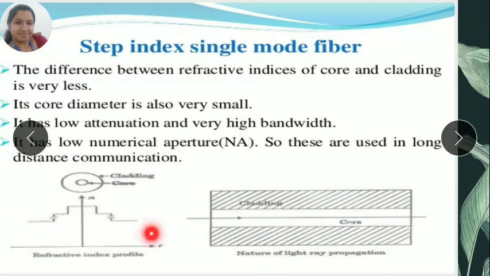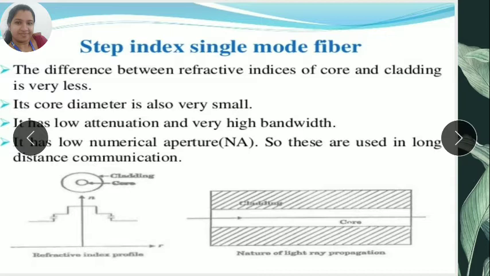And this diagram represents the refractive index profile of step index single mode fiber. Consider this as an axis. So this axis represents the refractive index. So here this point has the maximum refractive index, and here the diagram is a straight line. So this straight line represents that the refractive index of core is uniform and it has the maximum value. So here core has the maximum value.